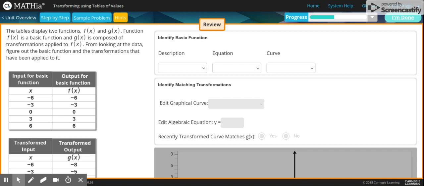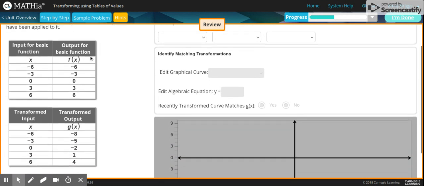Hi guys, today we'll be transforming using tables of graphs. The tables display two functions, f of x and g of x. Function f of x is a basic function and g of x is composed of transformations applied to f of x. From looking at the data below, figure out the basic function and the transformations that have been applied to it.